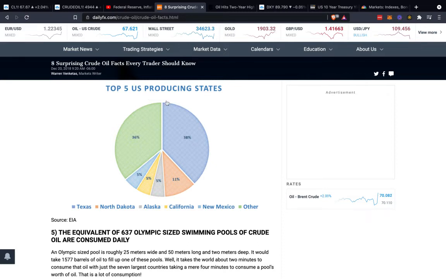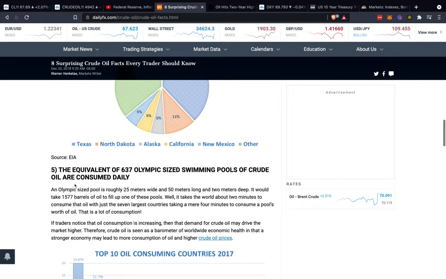So, top 5 U.S. producing states: Texas, North Dakota, Alaska, California, New Mexico. You can see the breakdown there. That's basically it. So the equivalent of 637 Olympic-sized swimming pools of crude oil are consumed daily.